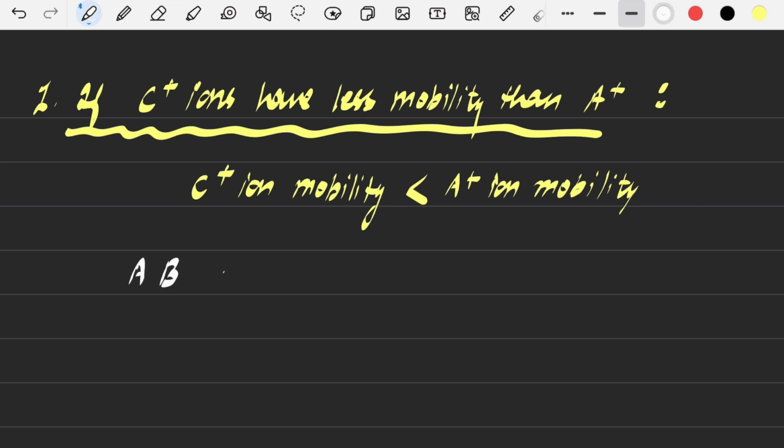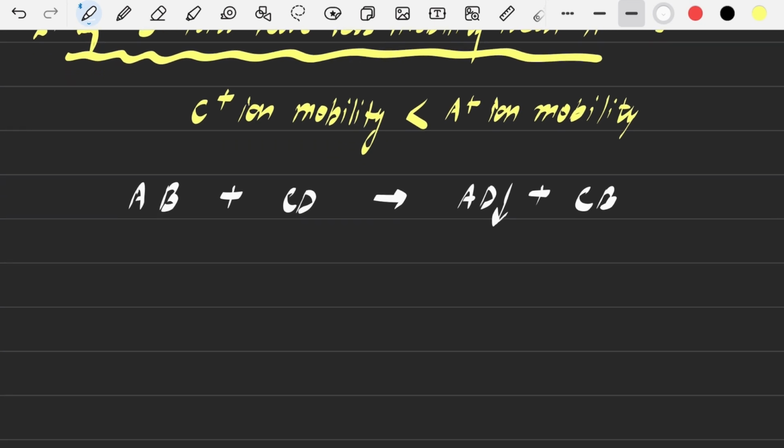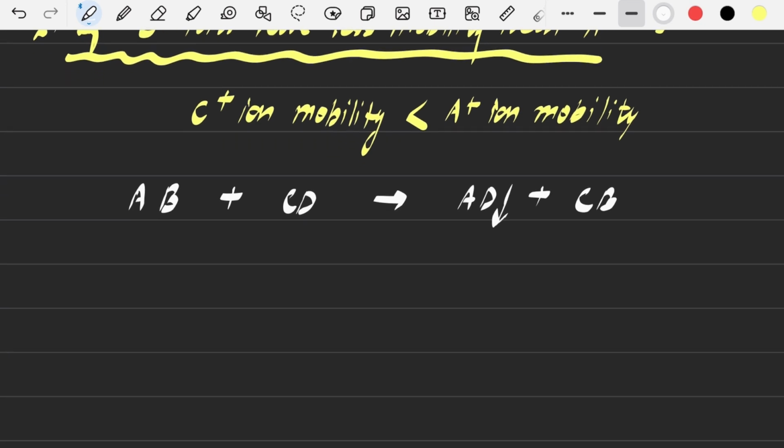So we had AB plus CD, and the formation of the compounds was found, which is AD plus CB. So that was our precipitate here. Clear? Okay. So AB was found as 4 mole, and after the reaction it had become 0 mole. It is your precipitate part, and here we are having 1 mole, this one also.